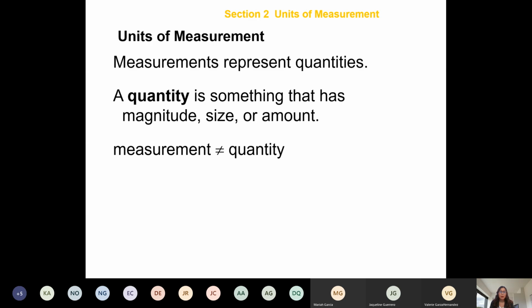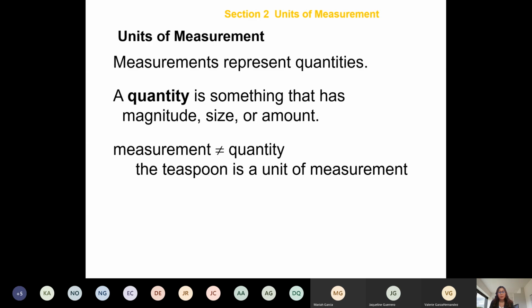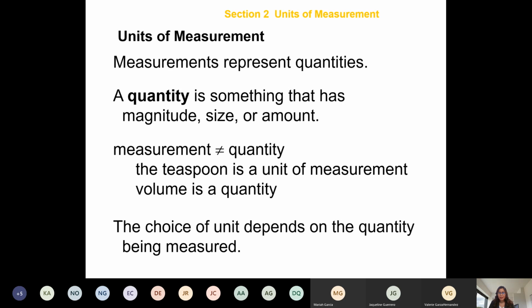Right? Another example of quantity and measurement. For example, a lot of times we measure volume in teaspoons, tablespoons, cups, ounces. Those are all measurements of the quantity of volume. So in that case, the measurement is a teaspoon and the quantity is volume. We also use liters, milliliters to measure volume. So again, measurement is not the same thing as quantity. And last but not least, the choice of unit really depends on the quantity that you're measuring.